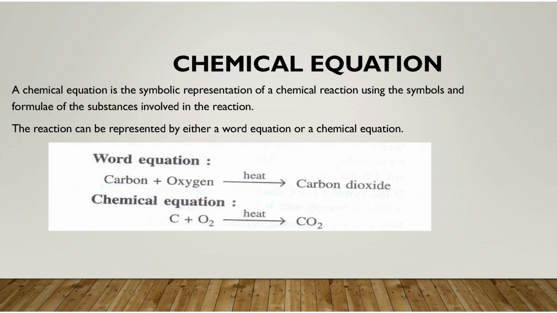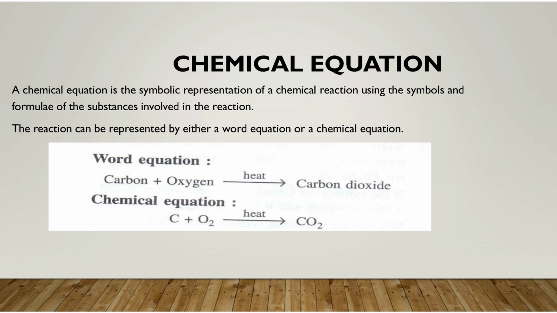What is a chemical equation? A chemical equation is the symbolic representation of a chemical reaction using the symbols and formulas of the substances involved in the reaction. In simple form, we can say a chemical equation is the symbolic representation of a chemical reaction. Symbolic representation means it can be in the form of words or in the form of formulas. So here is an example.